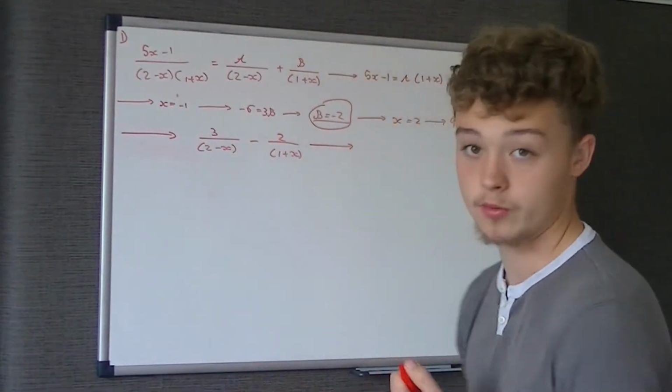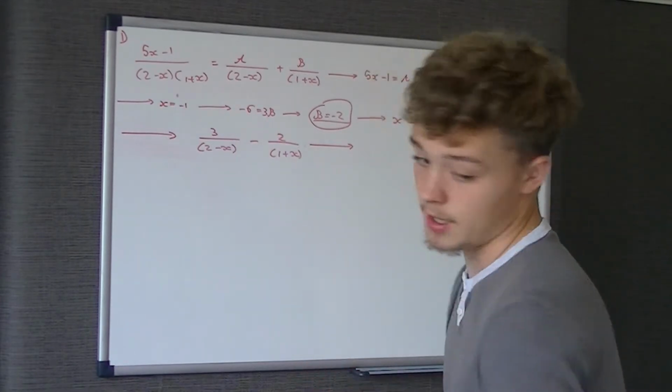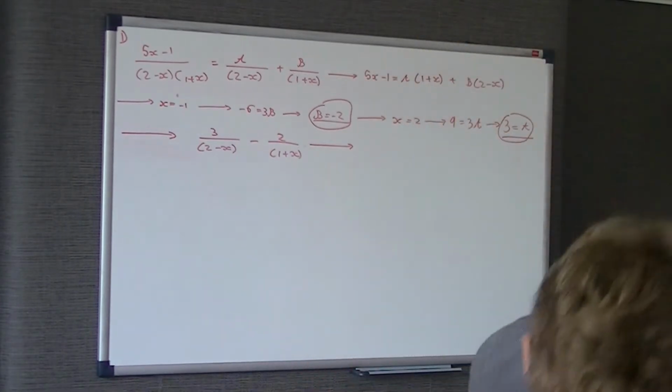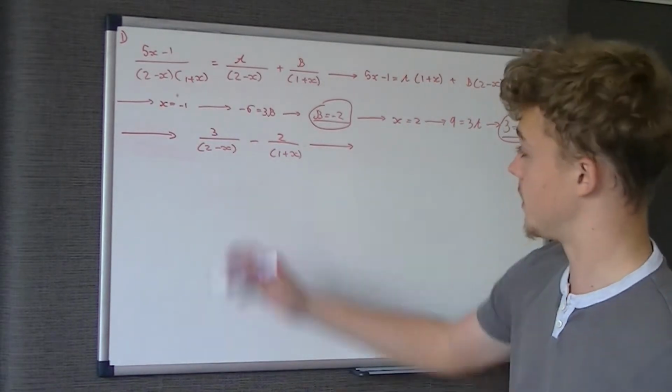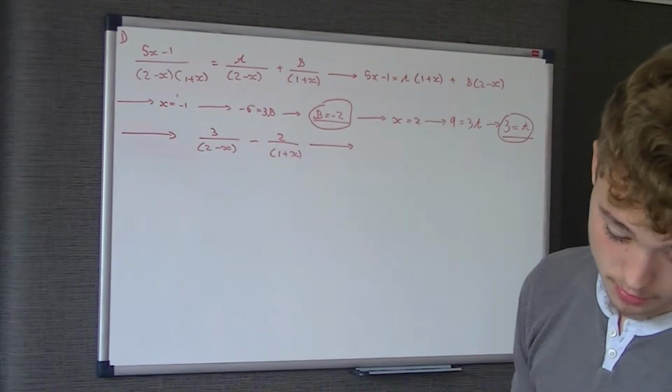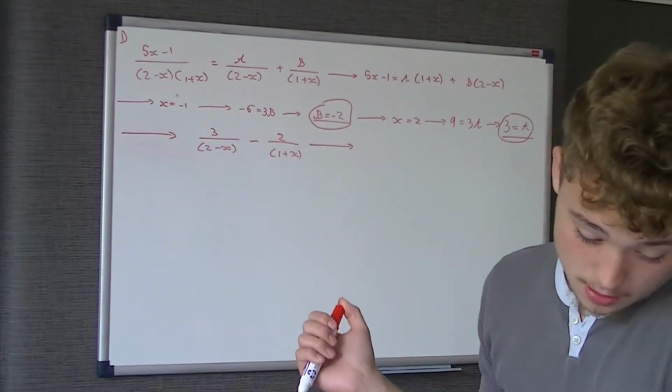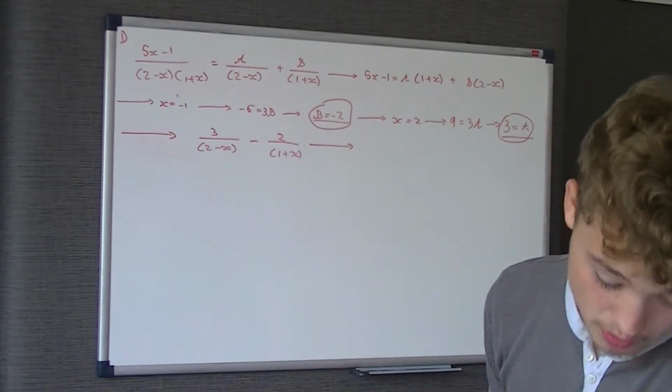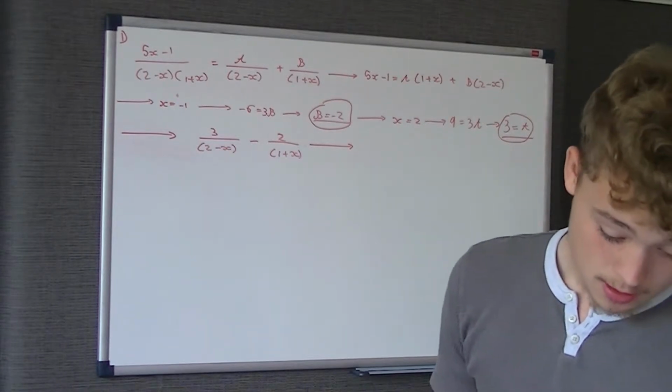So, a reminder of the question, just in case you haven't got it down. It says, express that fraction in ascending powers of x up to the term of x squared, and state the range of values for which x is valid.